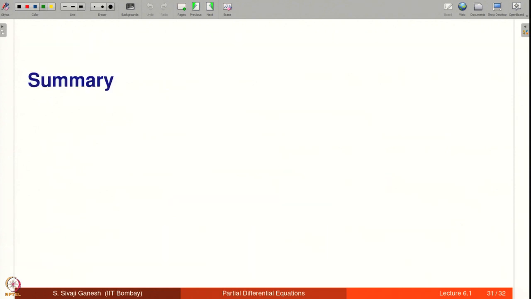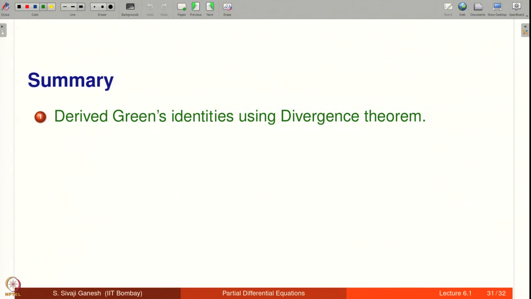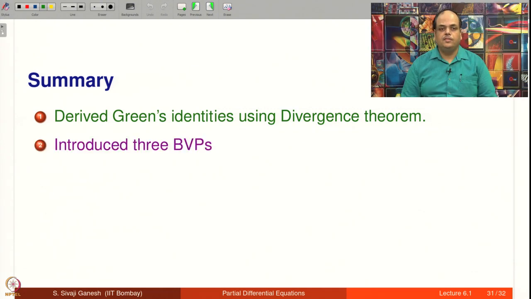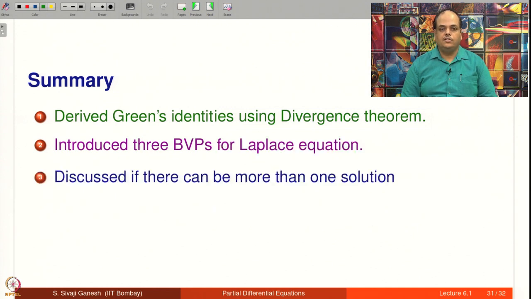Let us summarize what we did in this lecture. We have derived Green's identities using divergence theorem, introduced three boundary value problems for Laplace equation, discussed if there can be more than one solution for each of the three BVPs.